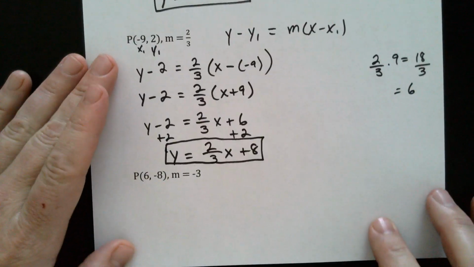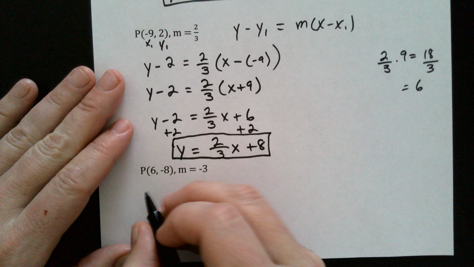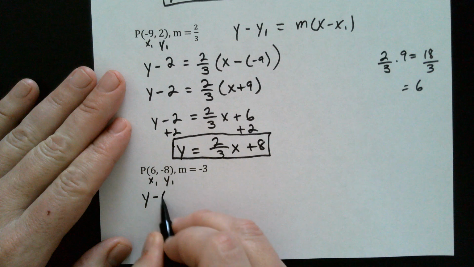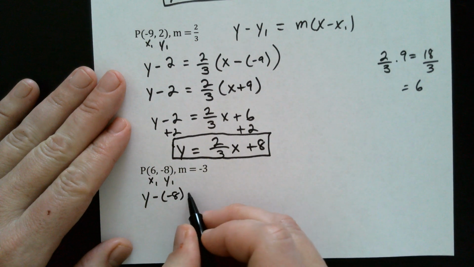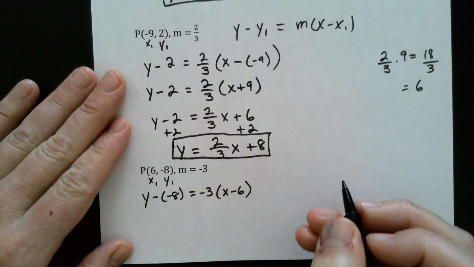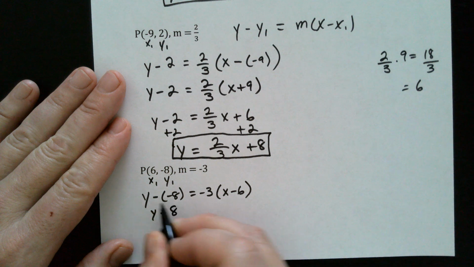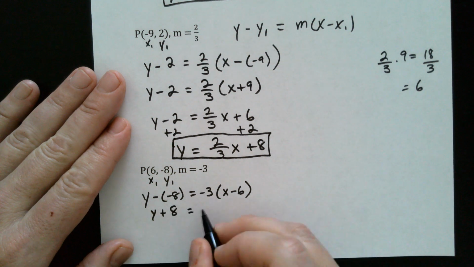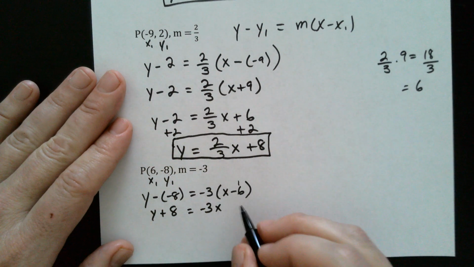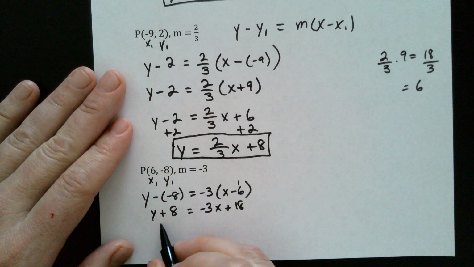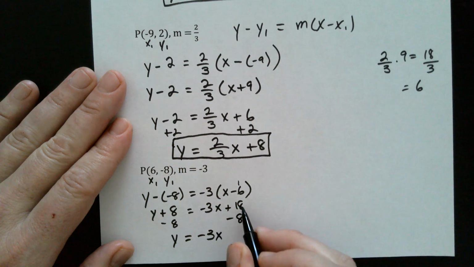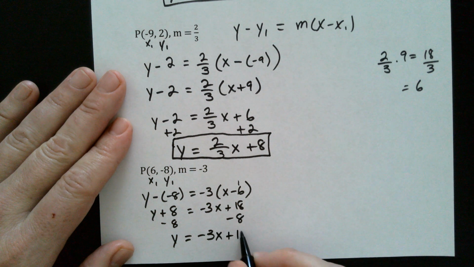Okay? One more. So this is x1, this is y1. Let's plug it in the formula. y minus -8 equals our slope, which is -3, times x minus 6. So that will be y plus 8, negatives there. Distribute this, so you get -3x. -3 times -6 is what? That would be 18 positive. And then subtract the 8 for your final step, and you get y is equal to -3x. What's 18 minus 8? 10.